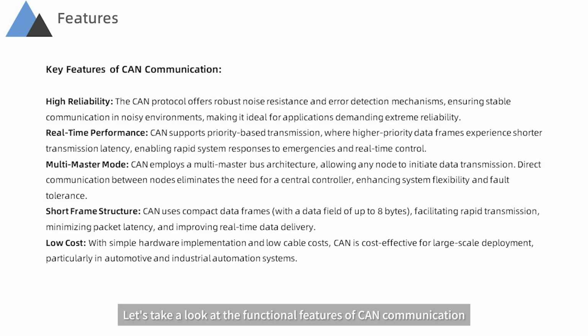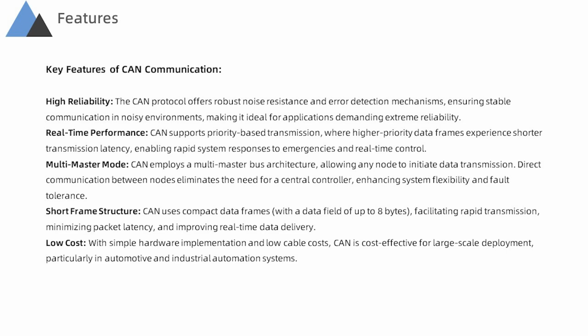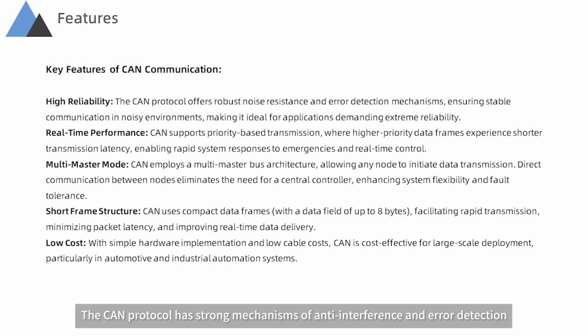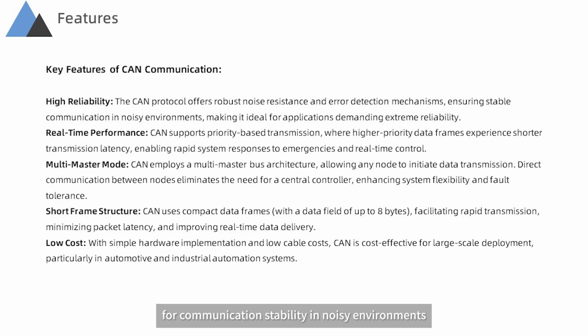Let's take a look at the functional features of CAN communication. There are 5 parts: its reliability, real-time response, multi-master mode, short frame structure, and low cost. The CAN protocol has strong mechanisms of anti-interference and error detection for communication stability in noisy environments, so it is suitable for applications with rigid requirements.